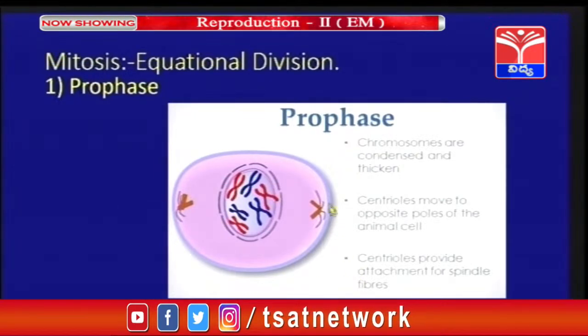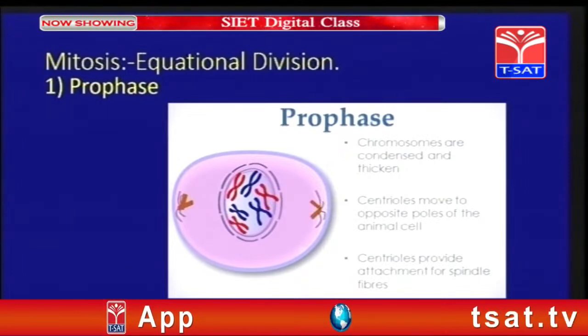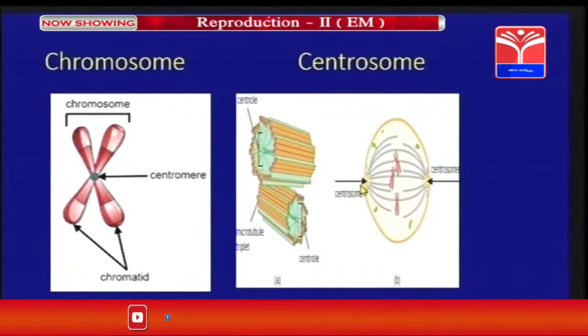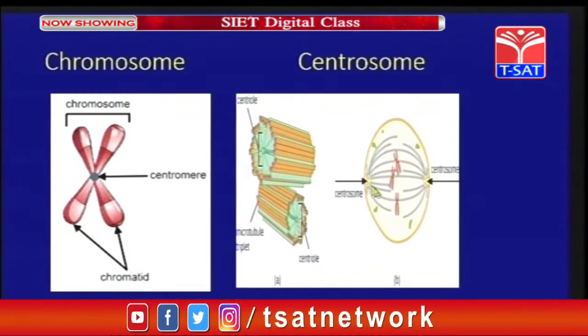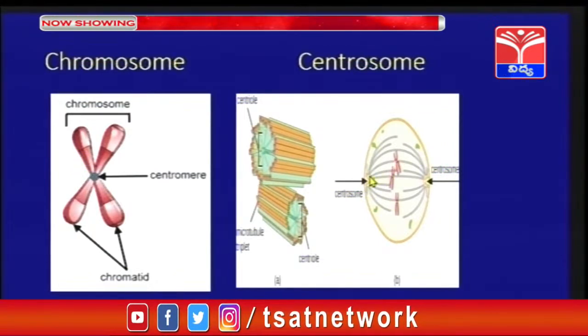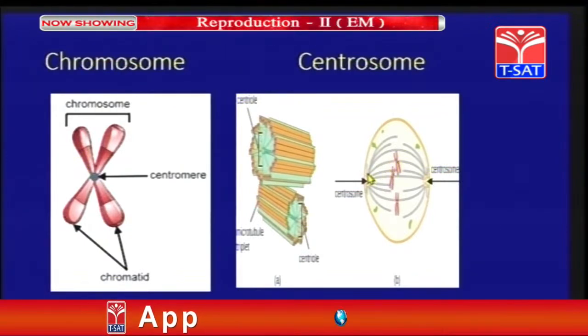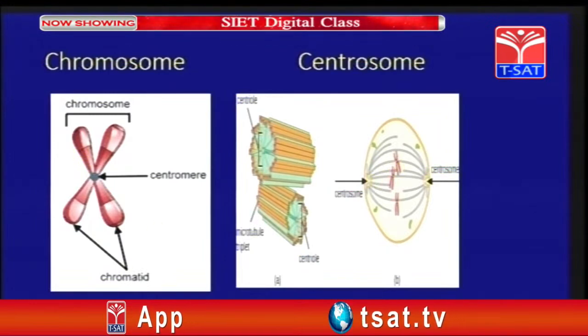Now, over here we discussed the centriole. Let us see the structure of the centriole. This is the structure of the centriole. We also call it the centrosome. In the centrosome, these rod-like structures are formed. They are called centrioles. They help in the attachment of the chromosomes. That is, the spindle fibers are fixed to the centrioles.